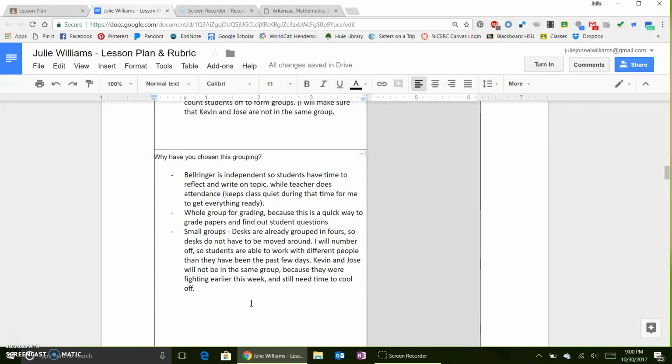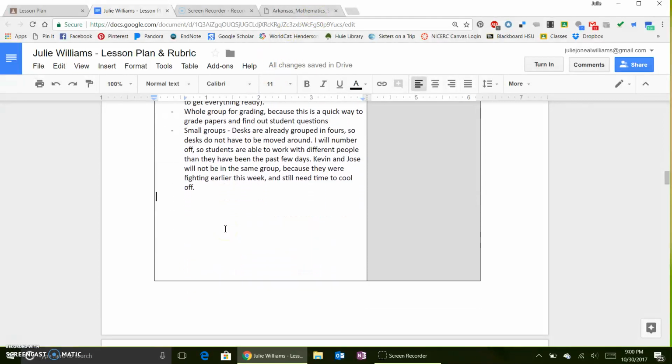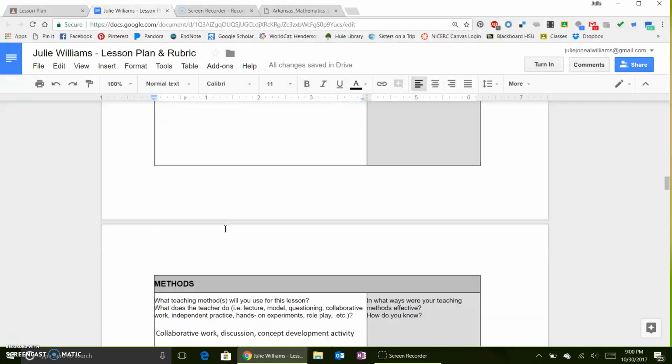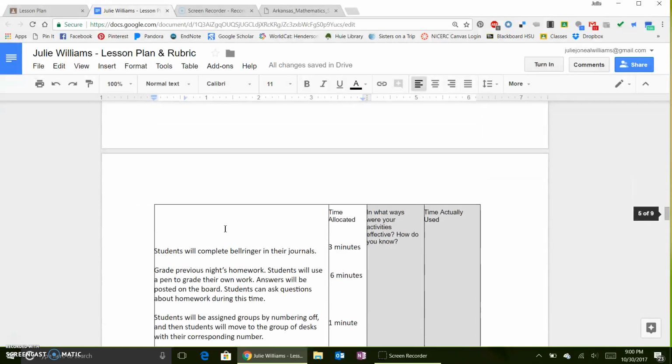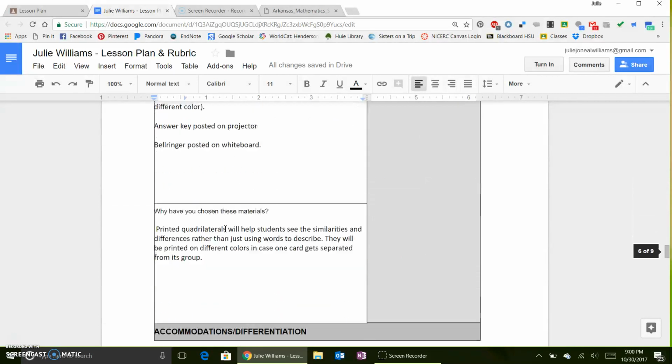And then Kevin and Jose will not be in the same group because they were fighting earlier this week and still need time to cool off. You can make up fake scenario situations in these, but you also will have the contextual factors as well. All right, so that's that section. So I'm there, methods, activities, procedures, we've done all that.